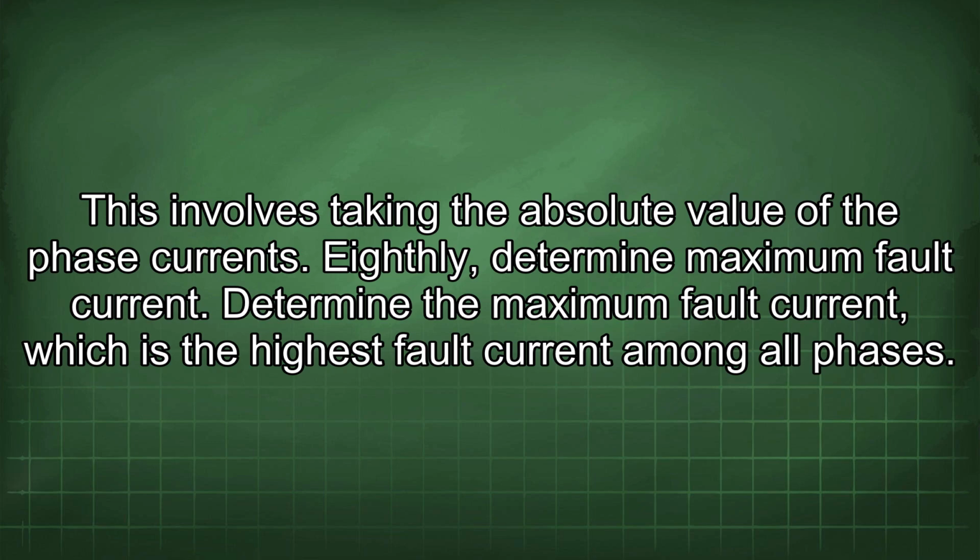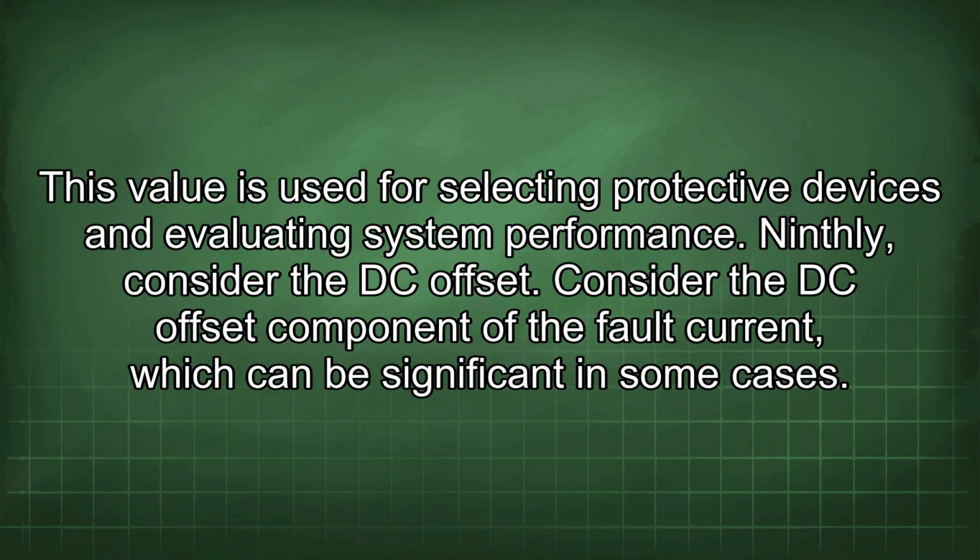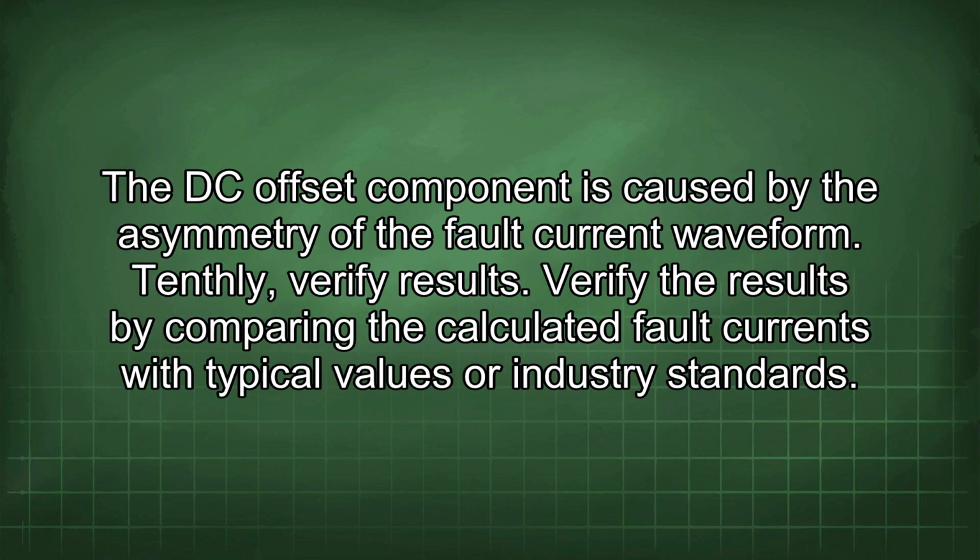Eighthly, determine maximum fault current. Determine the maximum fault current, which is the highest fault current among all phases. This value is used for selecting protective devices and evaluating system performance. Ninthly, consider the DC offset. Consider the DC offset component of the fault current, which can be significant in some cases. The DC offset component is caused by the asymmetry of the fault current waveform.